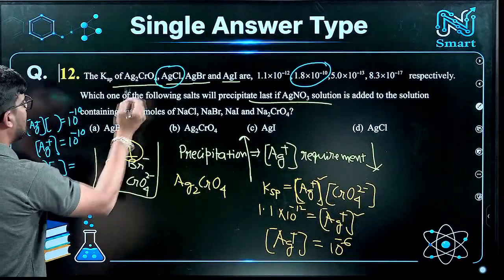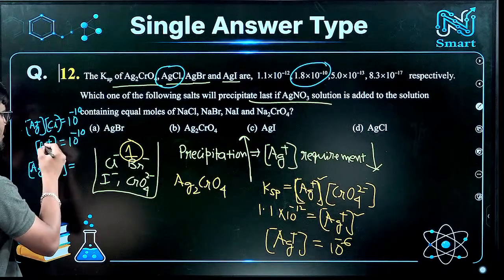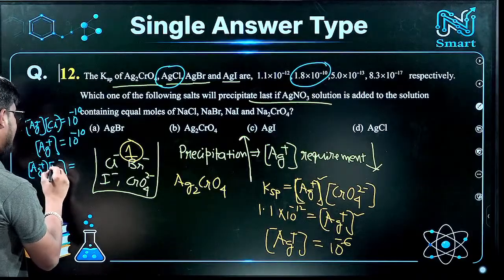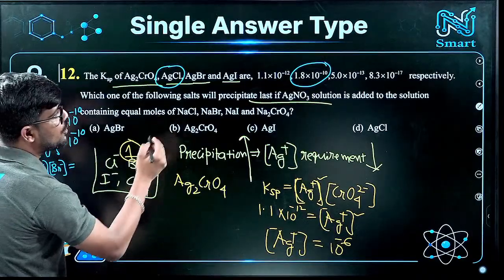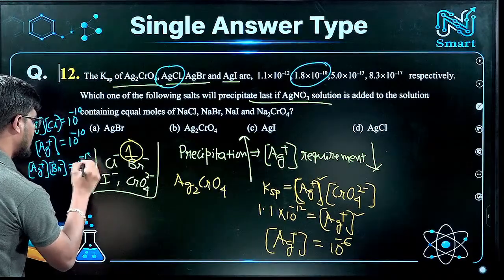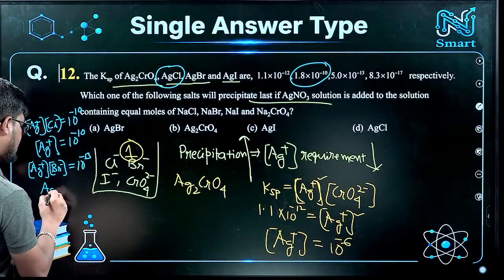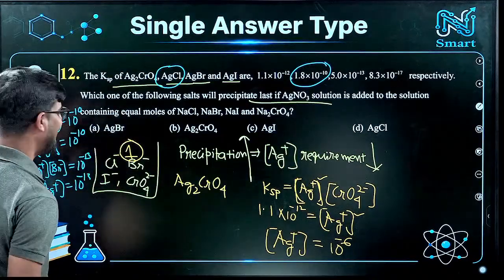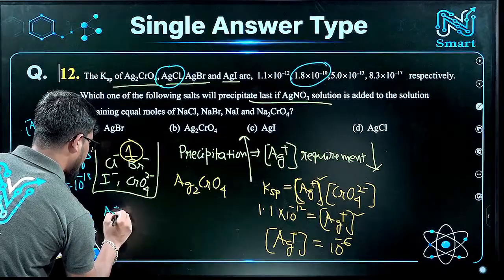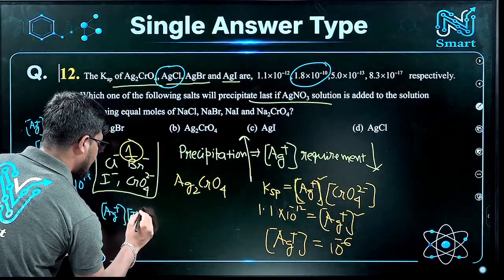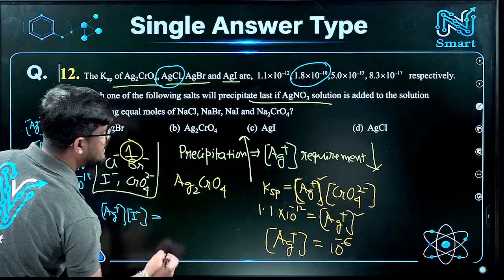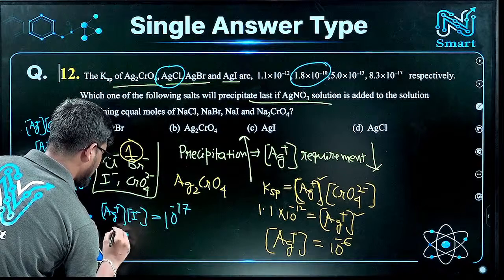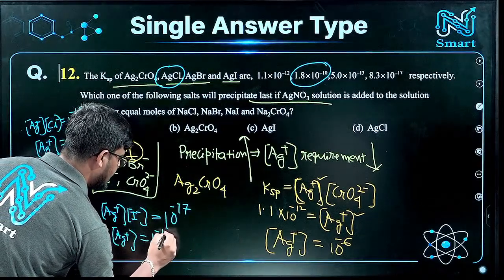Ten to the minus 10, that is for AgCl, Cl minus, same calculation. So for AgCl, we need the order of 10 to the minus 10. Then for AgBr, it is on the order of 10 to the minus 13, so the Ag plus concentration requirement will be on the order of 10 to the minus 13. And the last one, AgI, Ag plus and I minus. Here the requirement is 10 to the minus 17, so the Ag plus concentration requirement will be on the order of 10 to the minus 17 only.